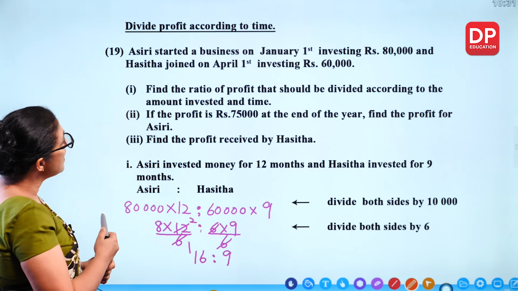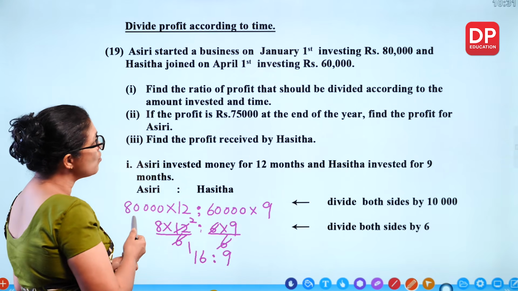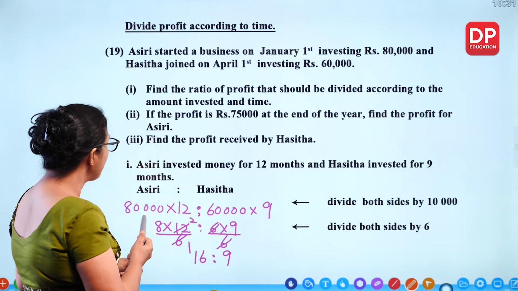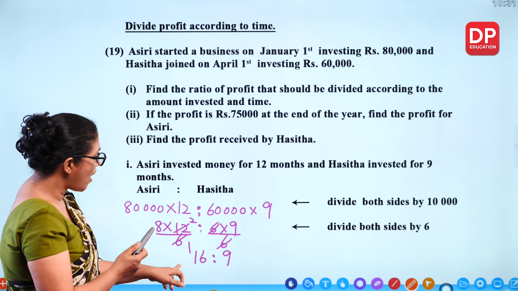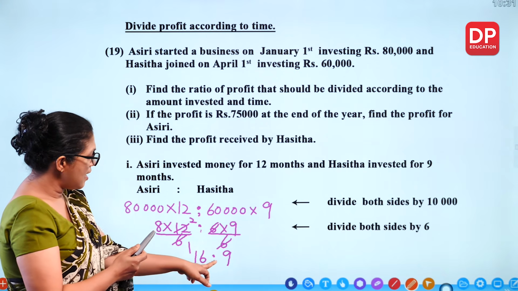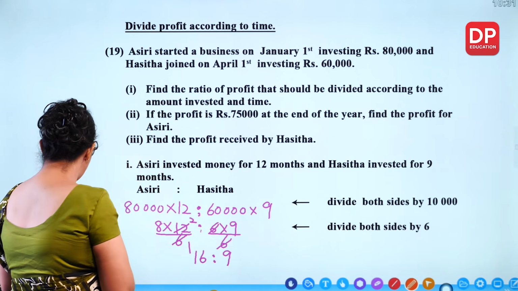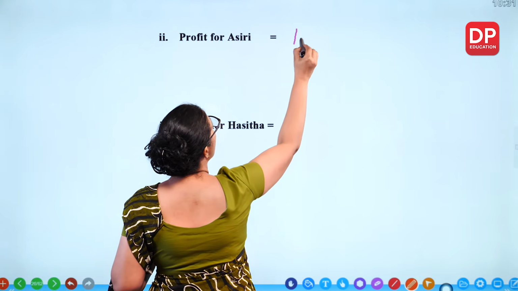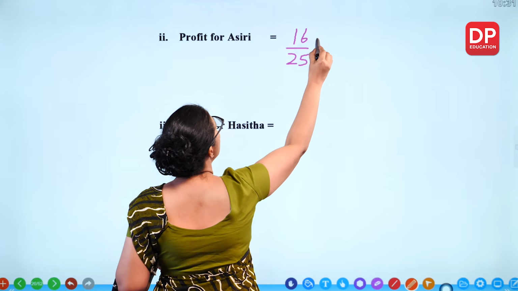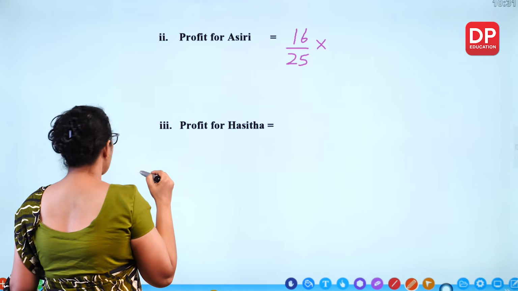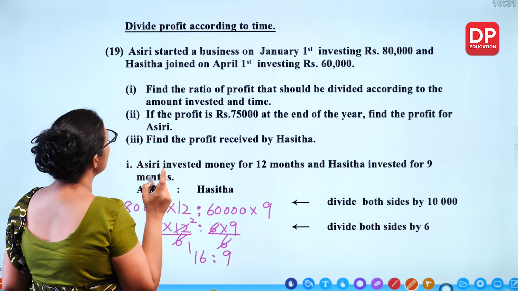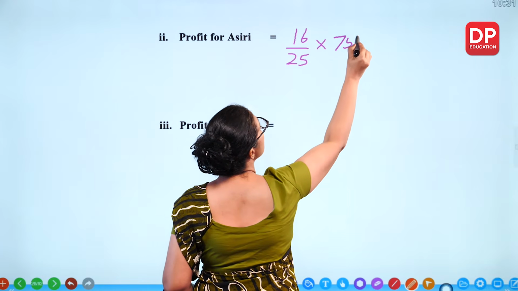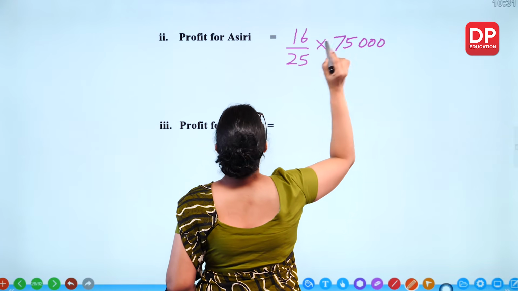Now the second part, it says if the profit is 75,000 at the end of the year, find the profit for Asiri. So what's the fraction for Asiri? 16 out of 25. So first we'll find out the fraction. That's 16 out of 25, and what's the total profit? 75,000. So we multiply by 75,000 to get the profit for Asiri.